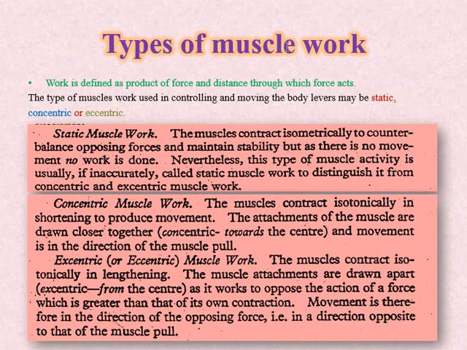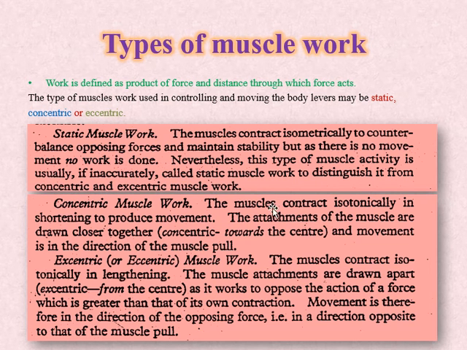Now, the types of muscle work. First of all, we define work. What is work? Work is defined as the product of the force and the distance through which the force acts. The types of muscle work used in controlling and moving the body levers may be static, concentric, or eccentric. Static muscle work: the muscle contracts isometrically to counterbalance opposing forces and maintain stability, but as there is no movement, no work is done. Nevertheless, this type of muscle activity is usually called static muscle work to distinguish it from concentric and eccentric muscle work.